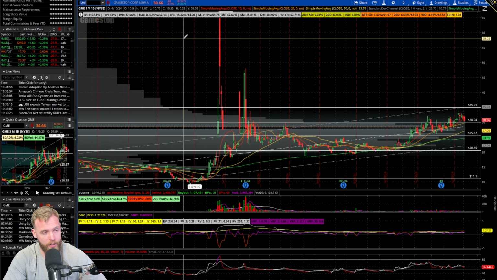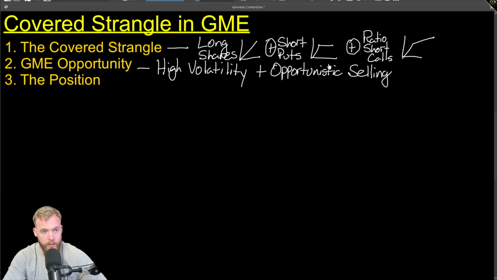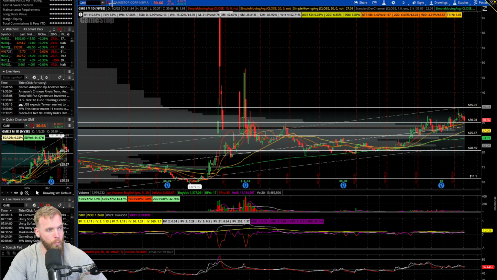Now, there's another great benefit to trading the covered strangle on something like GameStop, and it's because of this short call component. And I'll explain why. Typically speaking, when we are selling options, options most often will exhibit what is called put skew.